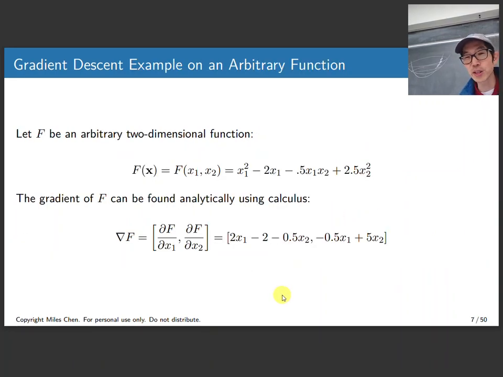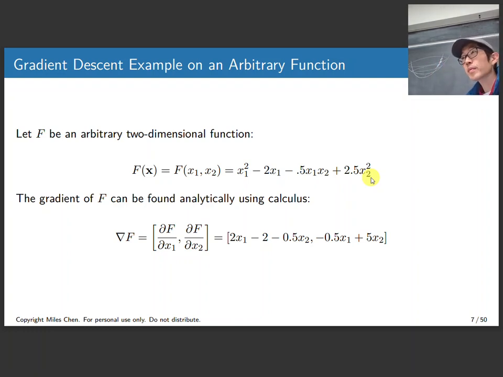So what does this look like? Okay. So here we're going to do gradient descent on some kind of arbitrary function. The input is two-dimensional. We have a function of x. So instead of w, I just put x. I've got x1, x2. And this is x1 squared minus 2x1 minus 0.5 x1 x2 plus 2.5 x2 squared. And it's basically some kind of parabolic thing that looks like this.